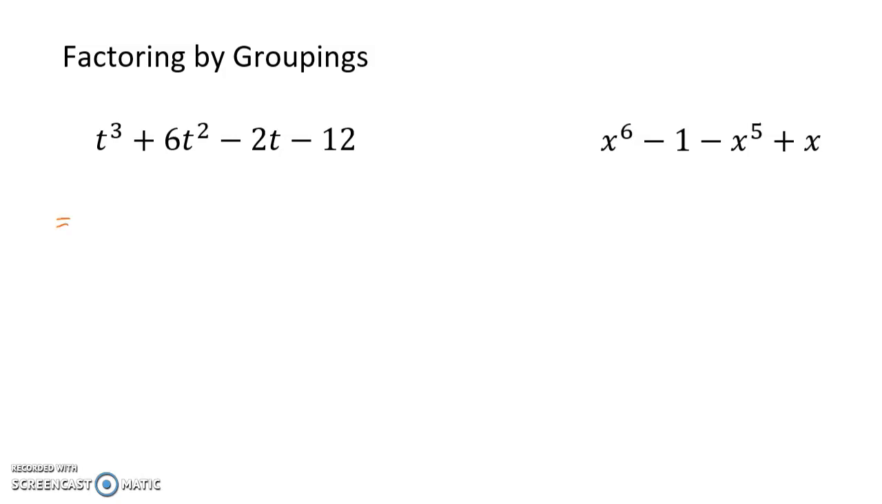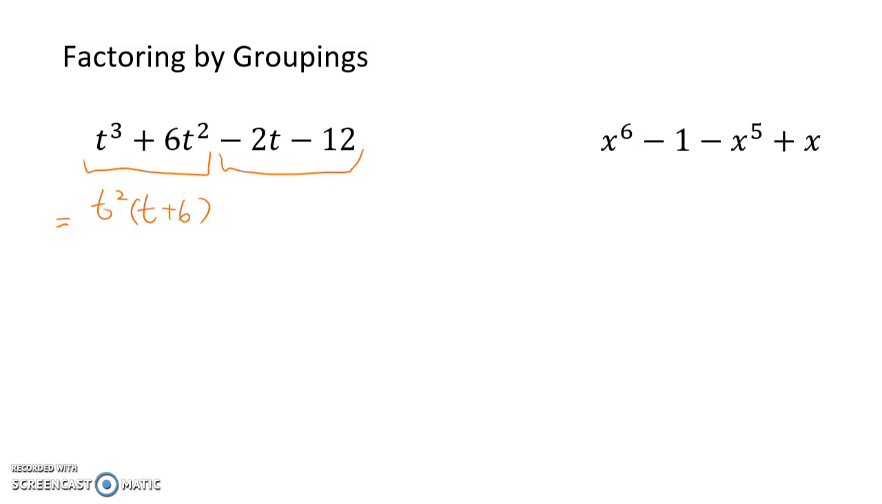I will first group the first 2 terms as a group and the last 2 terms as a group, and factor out the GCF for each group. For the first group, the GCF is t squared, right? Factor that out: t cubed divided by t squared is t, and 6t squared divided by t squared is 6. All right, that's the first group.